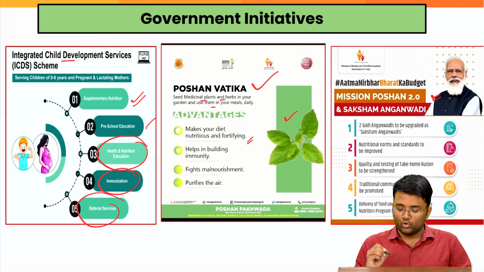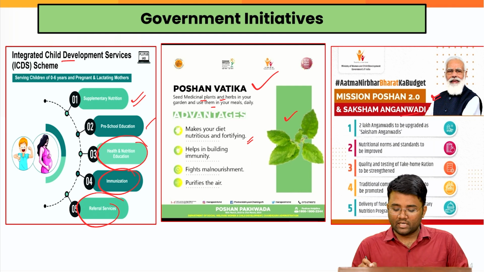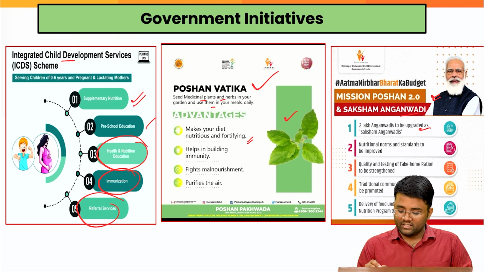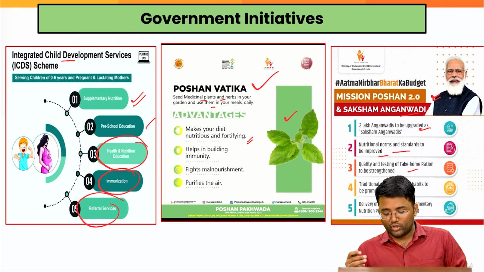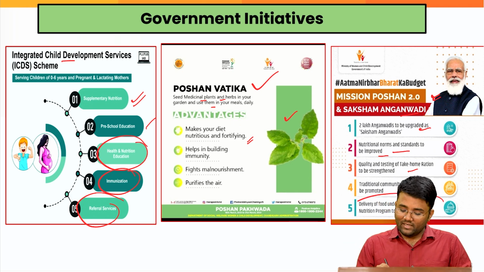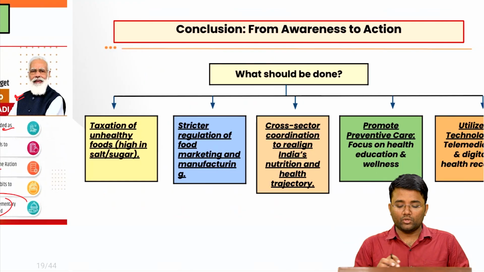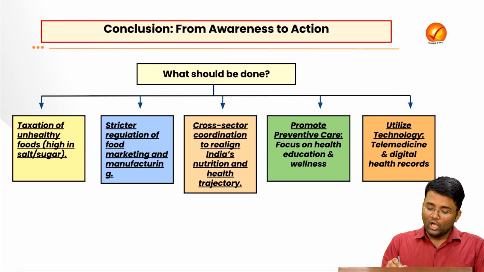And then there is Mission Poshan 2.0 and Saksham Anganwadi, where 2 lakh Anganwadis will be upgraded to Saksham Anganwadis. Nutritional norms and standards will be improved. Quality and testing of take-home rations will be strengthened, traditional community food habits will be promoted, and delivery of food under the supplementary nutrition program will be optimized. So what should be done?